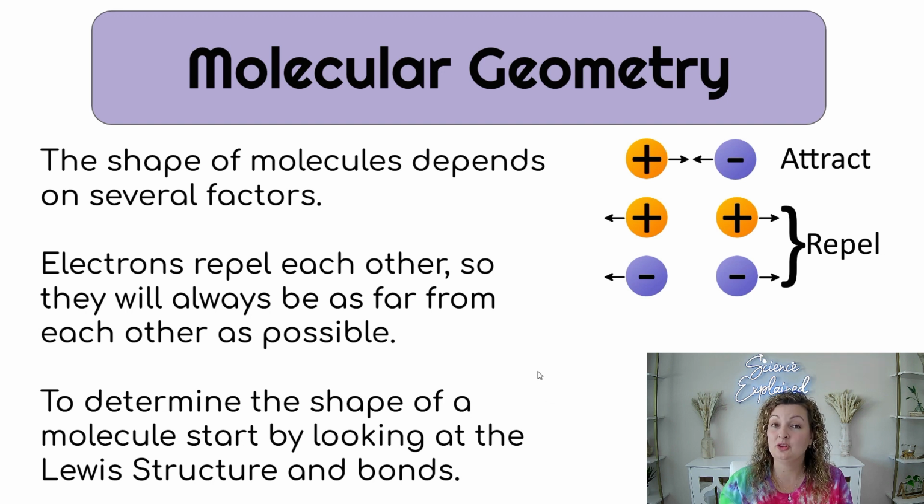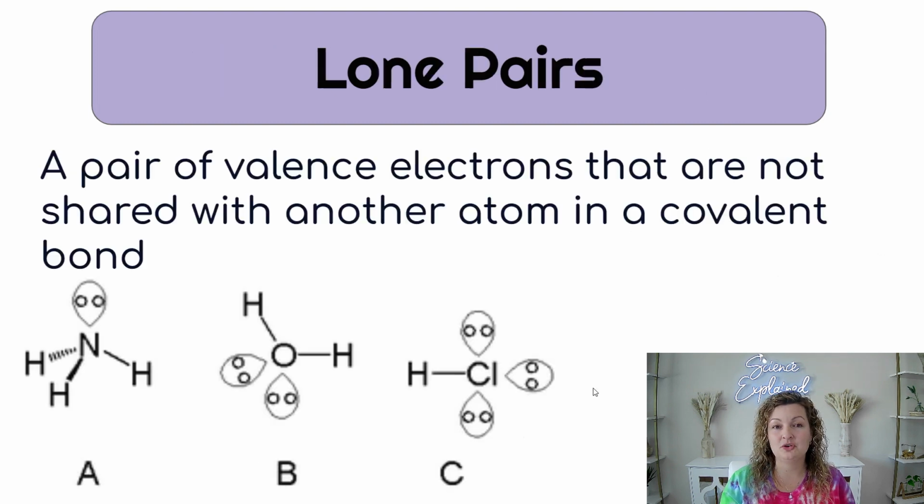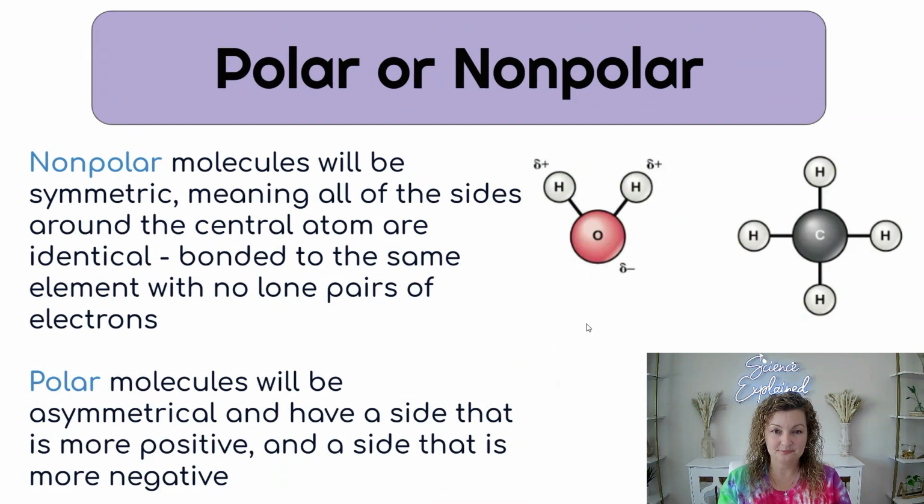There's also lone pairs, which cause a little bend to happen in our molecule, and then we have shapes out of those bends. So let me show you what the lone pairs look like. First of all, a lone pair is any pair of valence electrons that are not shared with another atom in a covalent bond. And you can see we have some examples here. This circled portion is our lone pair. So you can see we have single bonds, and then we have this pair that is not bonded with anything, therefore that is our lone pair. And you can see we have 2 lone pairs in B, and then we have 3 lone pairs in C. So now you can recognize what they look like.